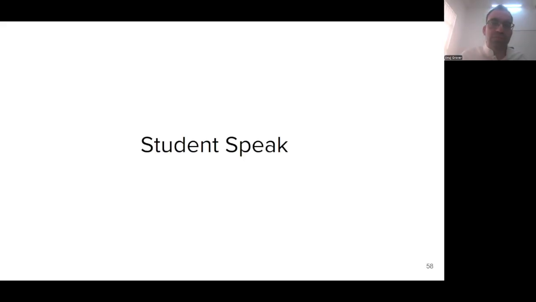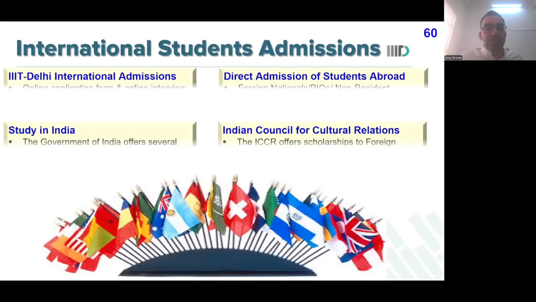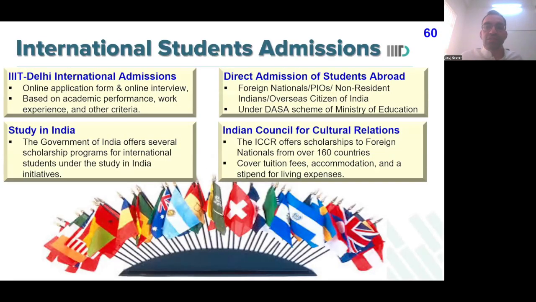Now, we will move to the next part of our agenda today, where I will talk about the international students admission process and scholarships. This is the slide that I had shown earlier. There are essentially 4 different modes of admission to IIIT Delhi. One is the IIIT Delhi direct admissions, international admissions process. Another is the Study in India program. A third route of admission is direct admission of students abroad, DASA. And the fourth is through ICCR.